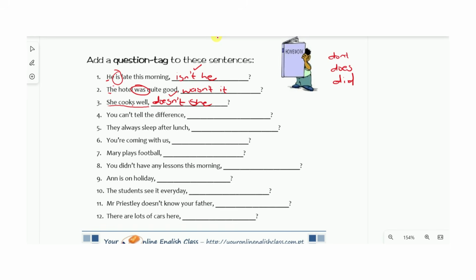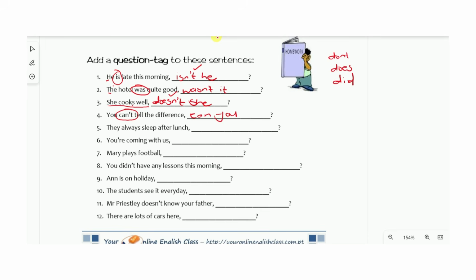You can't tell the difference. We've got something to use here. We've got a can't. This is negative. Then I expect the question tag to become how? Positive. So we are going to say can you? Can you? Right.